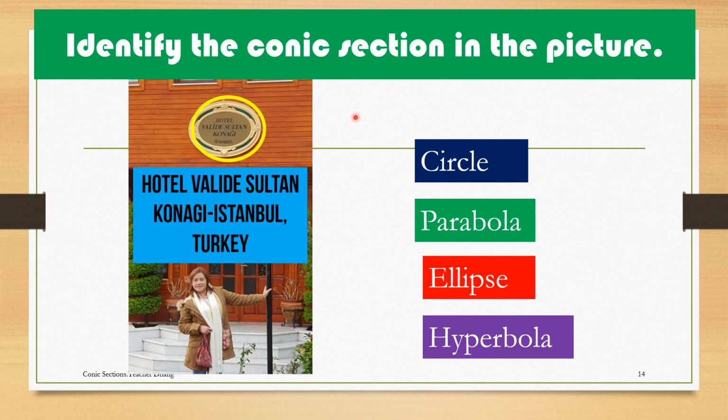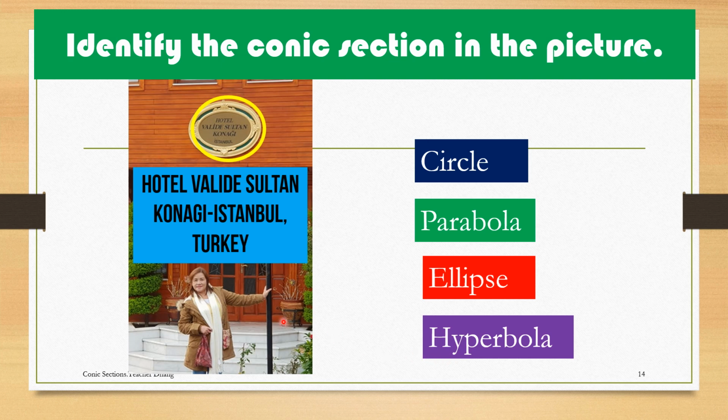In the flash exercises, all you have to do is to identify the conic section in the picture. There are 4 choices in each slide. For each slide, you have to decide if the conic section is a circle, a parabola, an ellipse, or hyperbola.